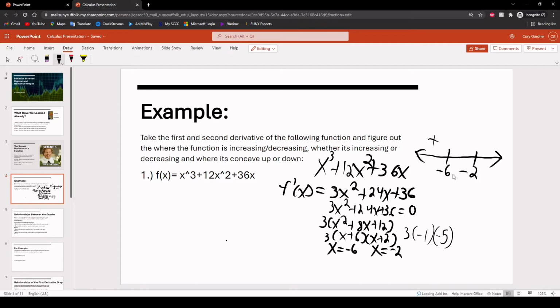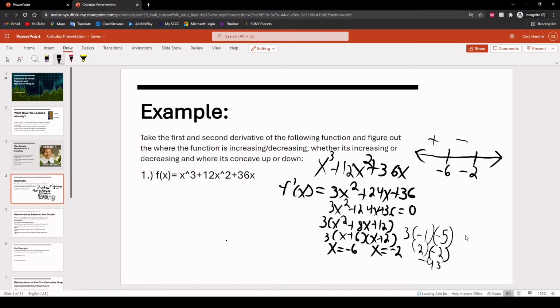Then we'll do a number between negative 6 and negative 2. We'll do negative 4. So negative 4 plus 6 is 2, times negative 4 plus 2 is negative 2. That'll give you negative 4 times 3, which is negative 12, which is negative. Okay, so now we're going to choose a number that's greater than negative 2. We're just going to do 0 because it's easier.